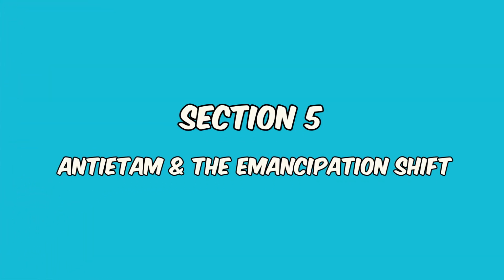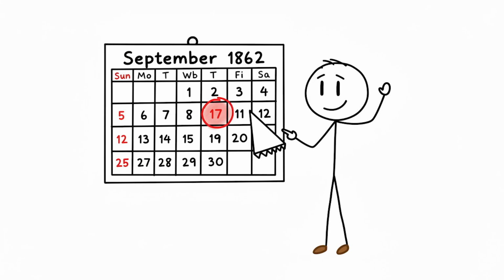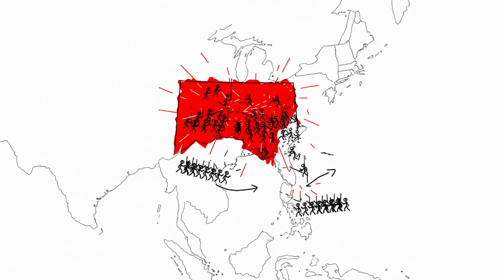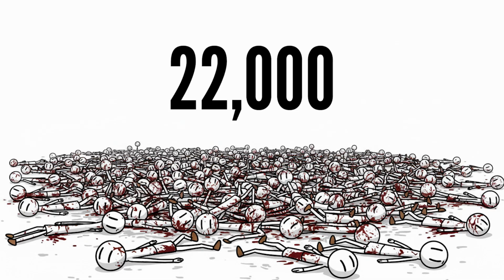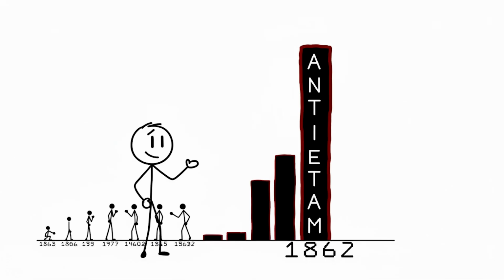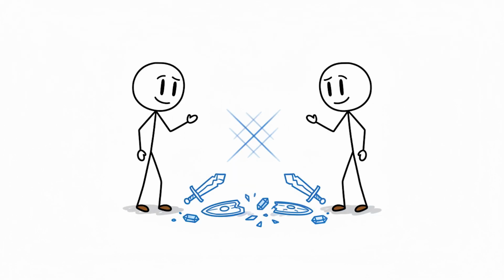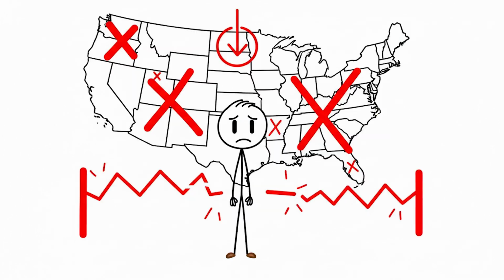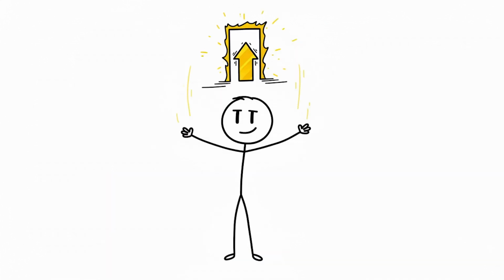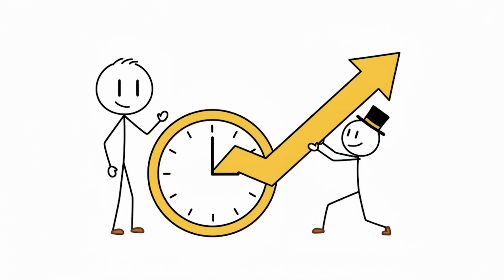Antietam and the Emancipation Shift. September 17, 1862, Antietam. In one day, 22,000 casualties. No other day in American history comes close. It was a tactical draw, but a strategic Union victory. Lee's invasion of the North failed, and it gave Lincoln the moment he'd been waiting for.